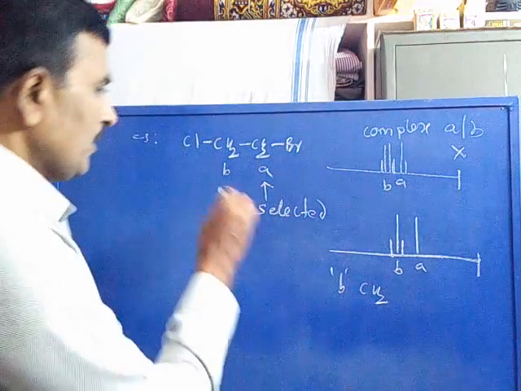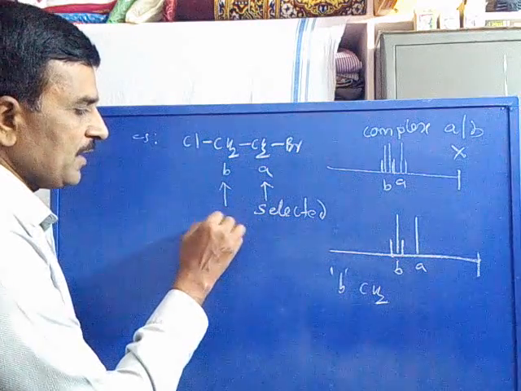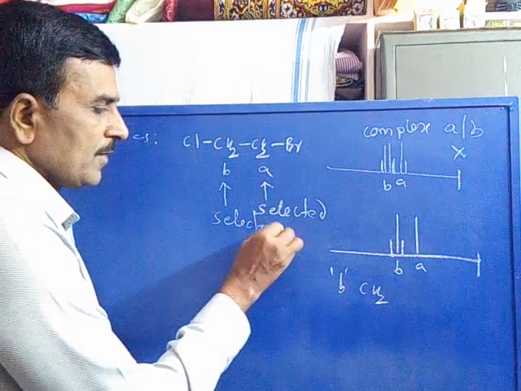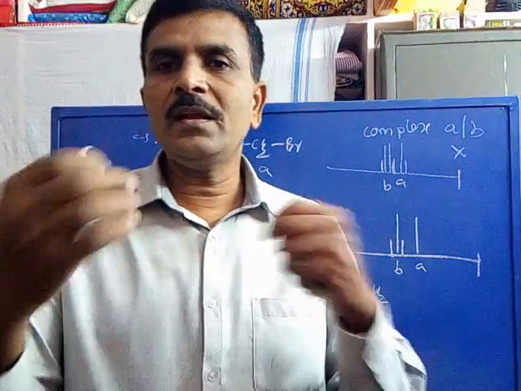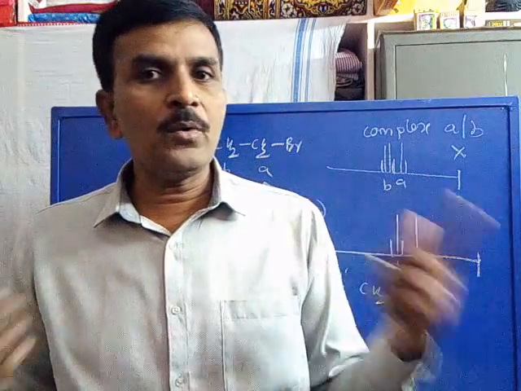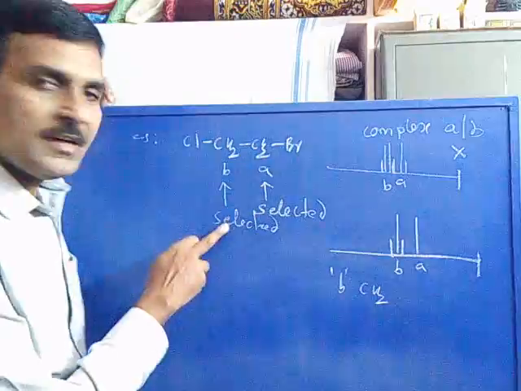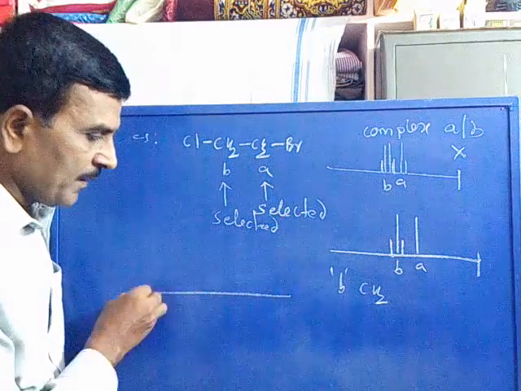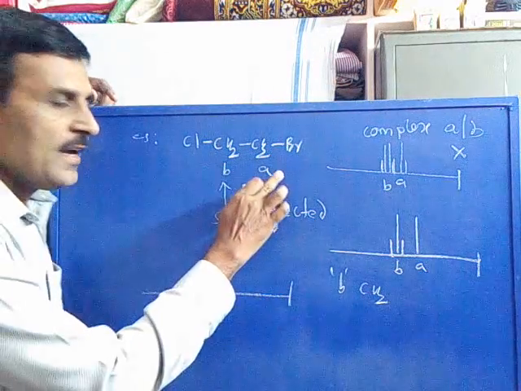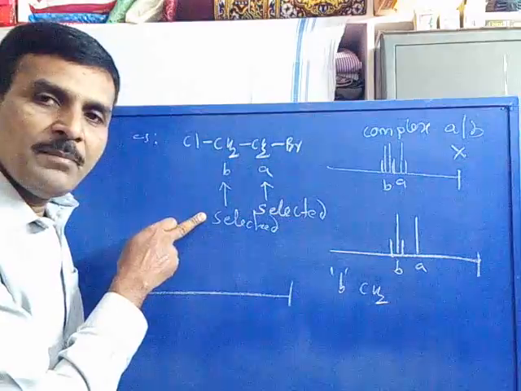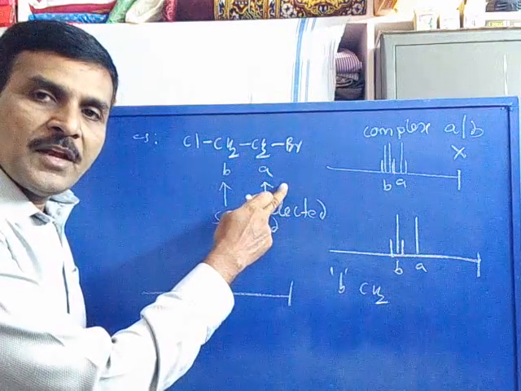Then we select the B carbon. I already told you that we can select any of the overlapped carbons, not only A, we can also select the B carbon. Now when we select the B carbon and record the spectrum, you can see that when we selected B carbon, the A carbon is not selected.